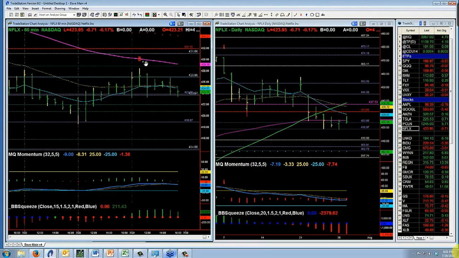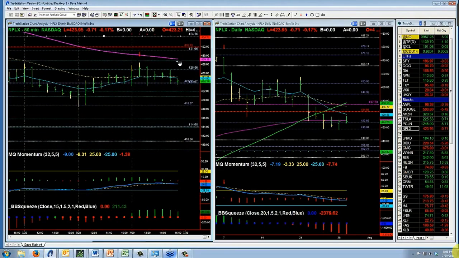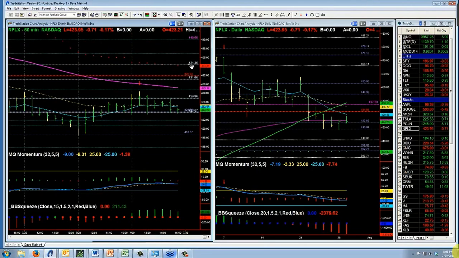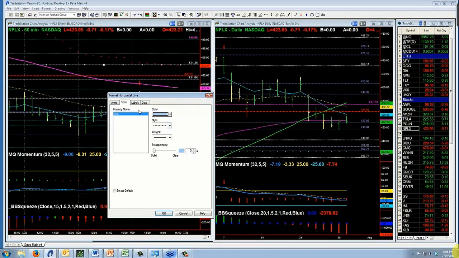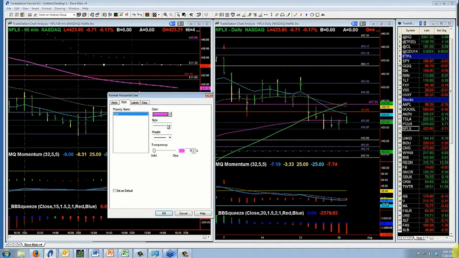Hold on. TradeStation is a pain sometimes. Now we do have this voodoo line. Let's just say it's 435. Okay? Give me a second here. 435 is where I want to put my short strike. There, that's how I normally show it.